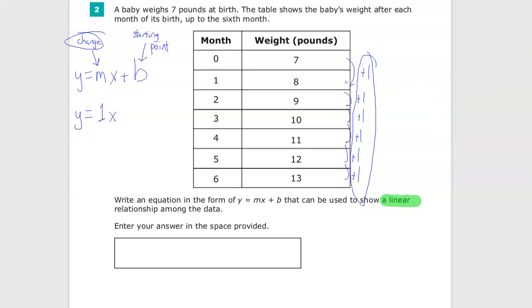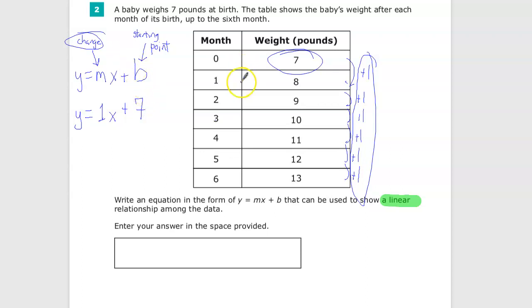But in real life, things actually have starting points. There's no negative. We don't measure baby weight all that much before birth. So, and this doesn't cover that anyway. So our starting point is at 0 months, which should be super easy to find. There it is. So my starting point is plus 7.